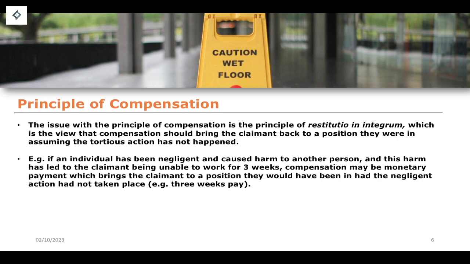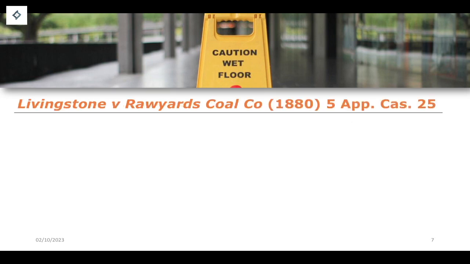Now, the compensation may be monetary payment, and the amount may be calculated on the basis of, okay, if you hadn't had this injury, you would have been at work for the last 3 weeks, so we'll give you 3 weeks' worth of pay as damages, to try and essentially eliminate the consequences of that particular injury, to ensure that you have been brought back to the position you would have been in had the tortious action not happened in the first place.